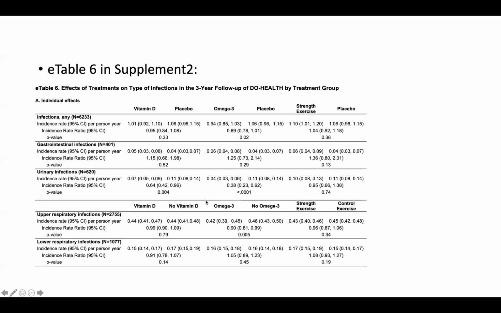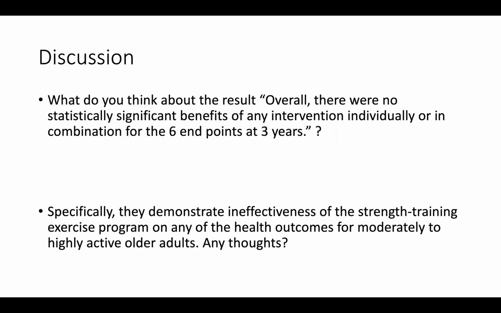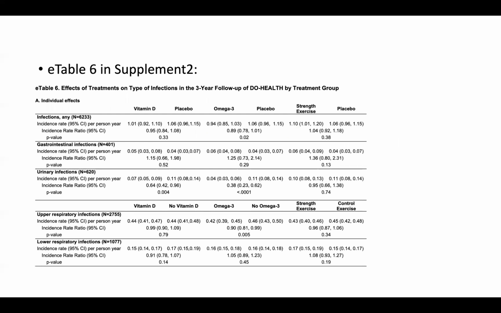I don't think this result is important, but I would like to show it here: they examined the effect of treatment interventions for the most frequently occurring types of infections. And they found omega-3 has a statistically significant effect for urinary infection and upper respiratory infection.